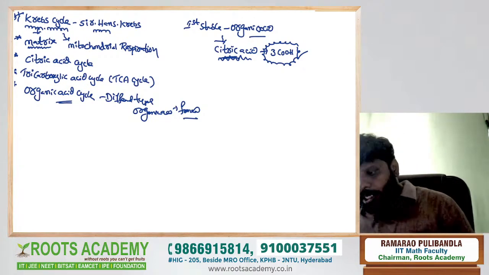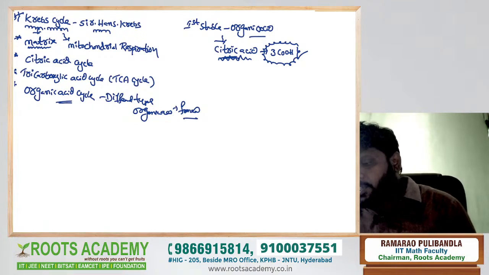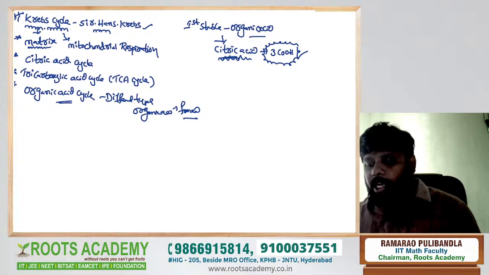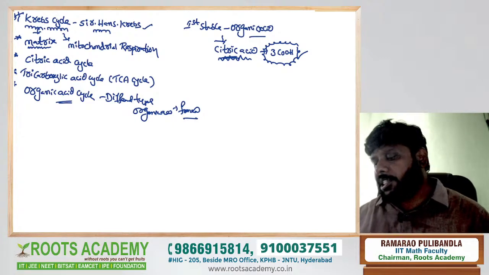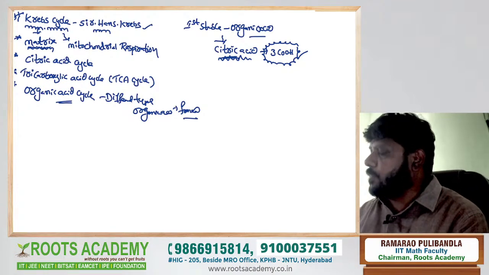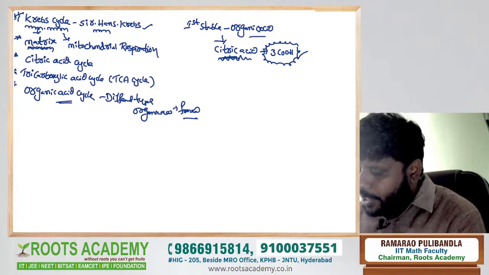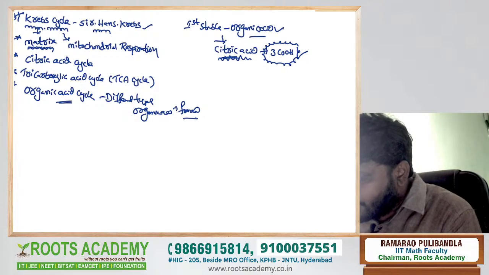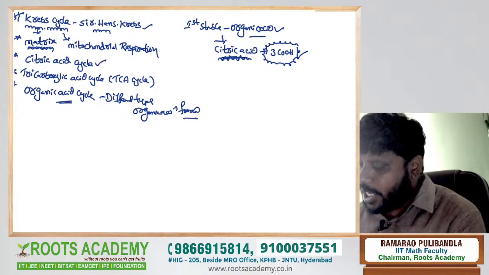Krebs cycle was discovered by Sir Hans Krebs. That's why it is called the Krebs cycle. It takes place in the mitochondrial matrix. That's why it is called mitochondrial respiration. The first formed organic acid is citric acid. That's why it is called the citric acid cycle.